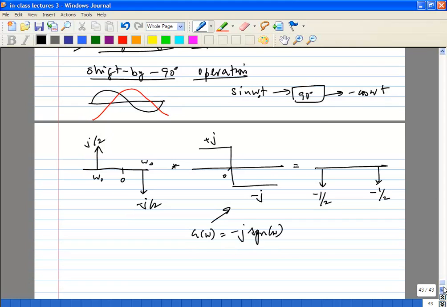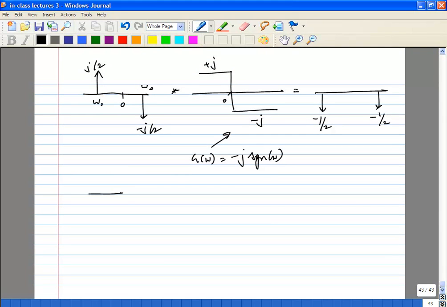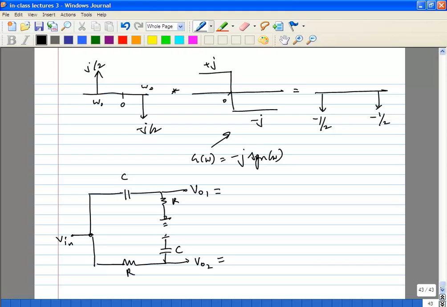Okay. So let's say you want to implement this in a circuit. So one very simple implementation is this, where both capacitors and resistors are equal. If you look at VO2, it has a phase shift of pi by 2 minus tan inverse omega RC. The other side has minus tan inverse omega RC.